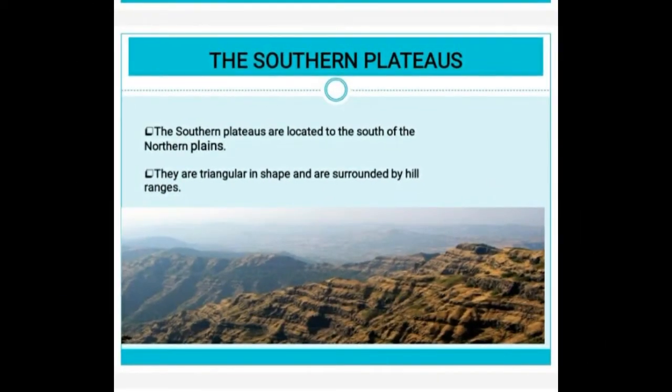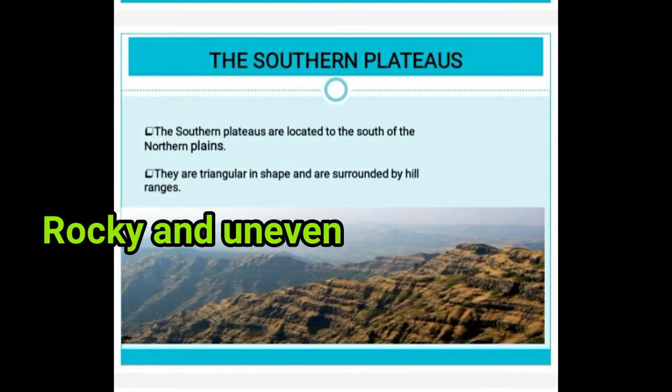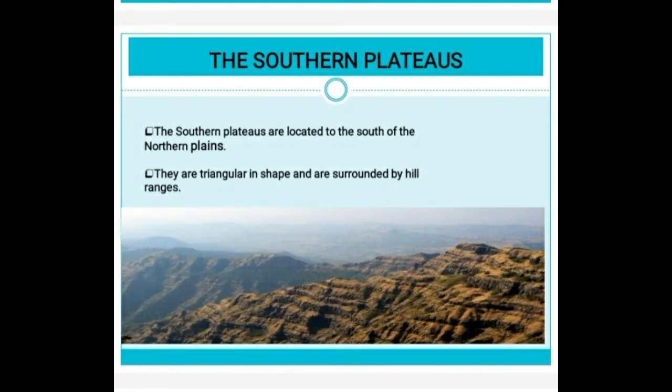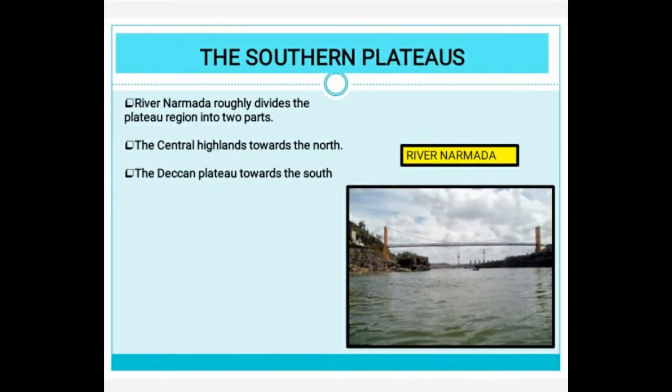The southern plateaus are located to the south of the northern plains, and they are triangular in shape and are surrounded by hill ranges. You can see that the surface of the plateau region is rocky and uneven, and most of the rivers in the southern plateaus are not as long as those in the northern plains. However, they flow with great speed, and on their way they form waterfalls. The river Narmada roughly divides this plateau region into two parts. The first is the Central Highlands towards the north and the Deccan Plateau towards the south.